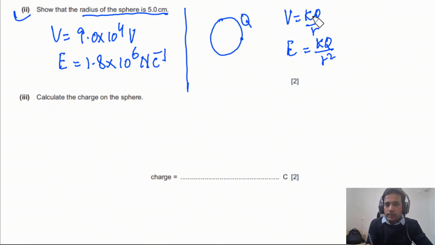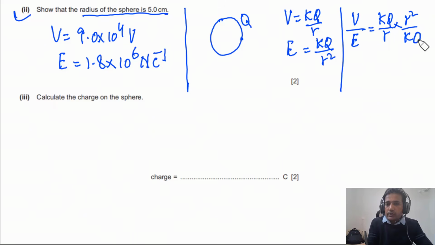Now you can see from here KQ will be cancelled. So if I simply divide V by E, it means KQ over R multiplied by R squared divided by K times Q. Q is the same. This is the charge on the surface of the sphere. So KQ will be cancelled, and we are left with R.